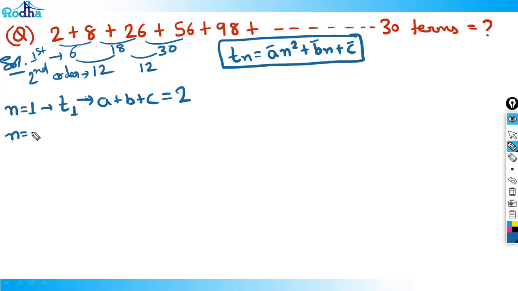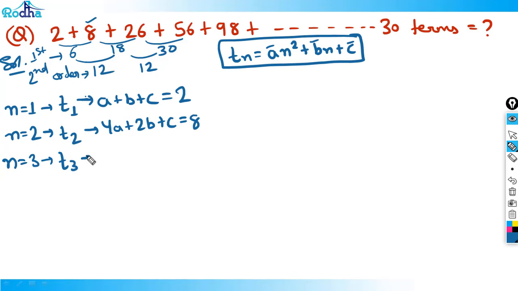Fine. Then you put n equal to 2, because I need to generate 3 equations for solving 3 variables, right? Then you solve t2 here. What is t2 here? You put n equal to 2 here. You get 4a plus 2b plus c. What is the second term here? t2 is 8. So you put 8 here. If you put n equal to 3 here, so t3, 9a plus 3b plus c, that is equal to 26. That's it. We have got 3 equations for 3 variables.